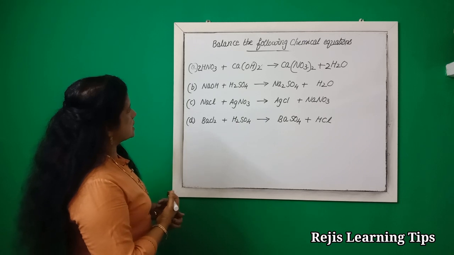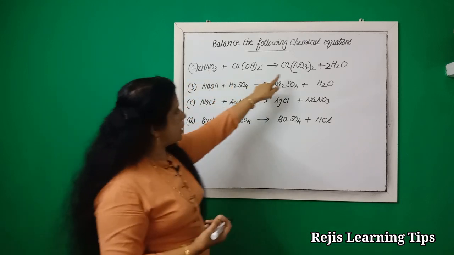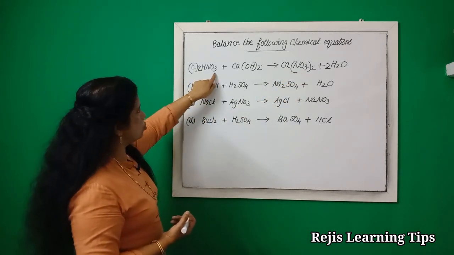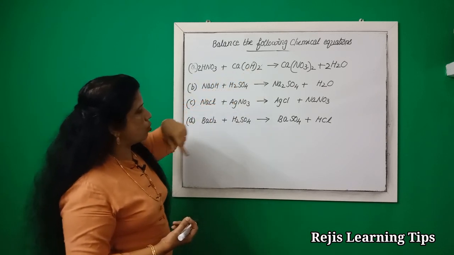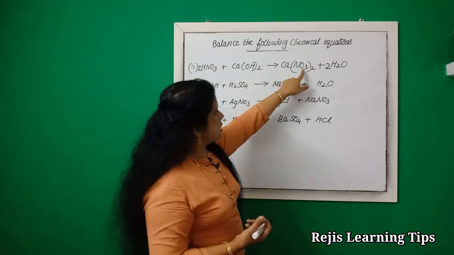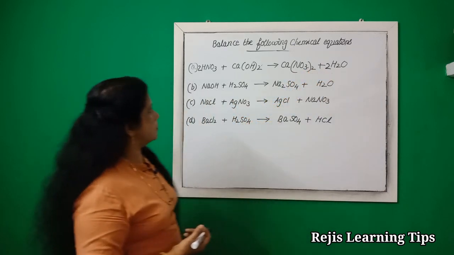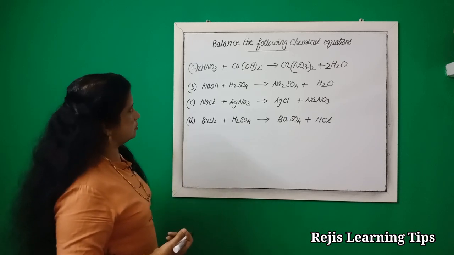Then what about nitrogen? In this case 2 nitrogen atoms are there, here also 2 nitrogen atoms. Then oxygen, here 2 into 3, total 6 plus 2, 8 oxygen atoms are here. In the product side 3 into 2 means 6 plus 2, 8. Okay, so this equation is balanced.